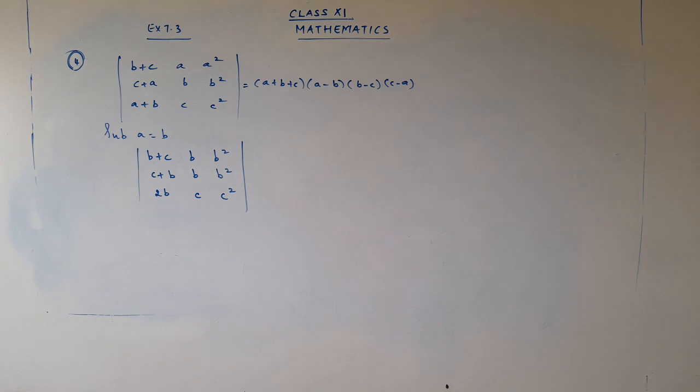I have just taken the substitution from the right hand side only. It's (a minus b)(b minus c)(c minus a). So I have taken a is equal to b, and I get b plus c. Second line you have a, so you have to replace a as b. You get b square, c plus b, b square, 2b, c square.